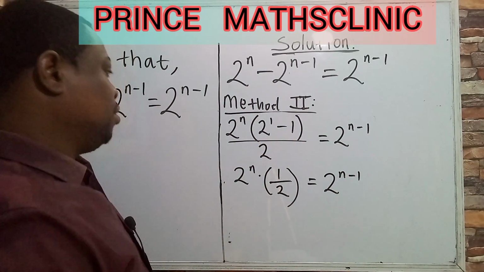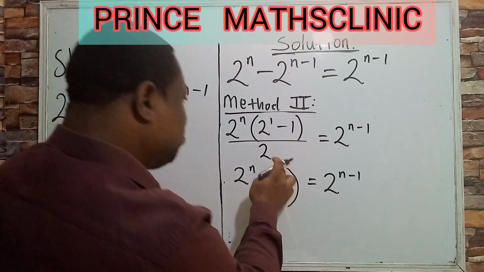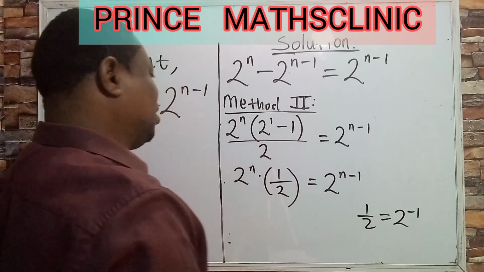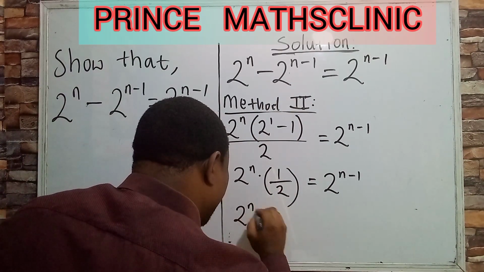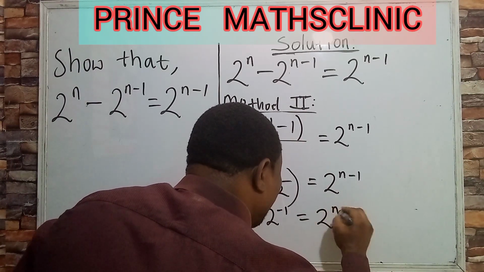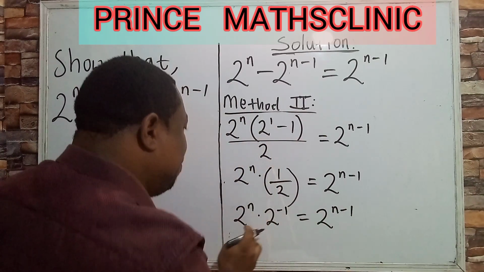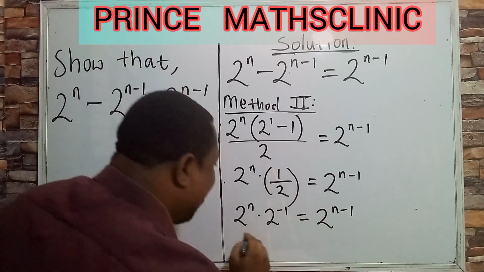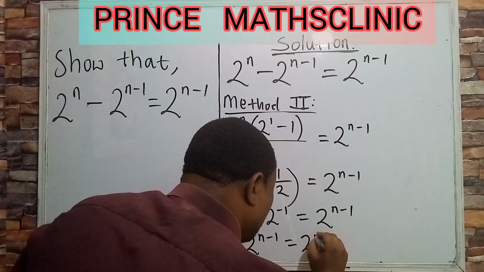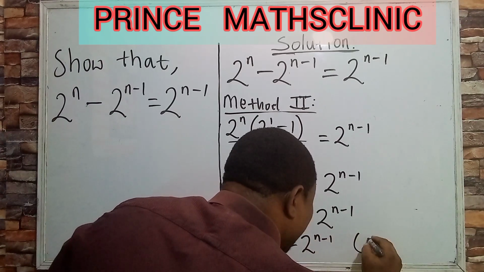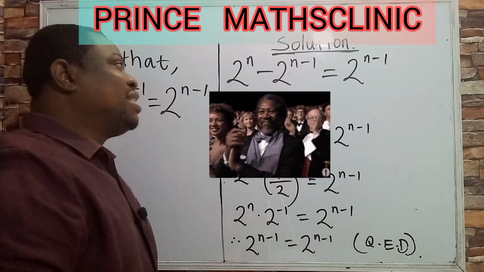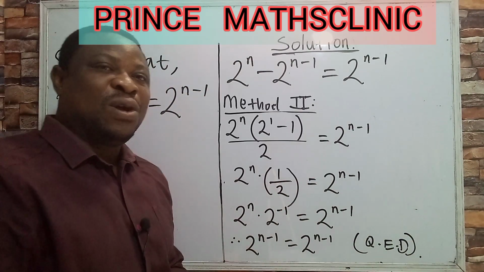Is that clear? Good. So what does this mean? Half is the same thing as 2 to the power of minus 1. So therefore 2 to the power of n times 2 to the power of minus 1 equals 2 to the power of n minus 1. The bases are the same, so you can add the powers. So therefore 2 to the power of n minus 1 equals 2 to the power of n minus 1. So QED. That is the solution to this question.